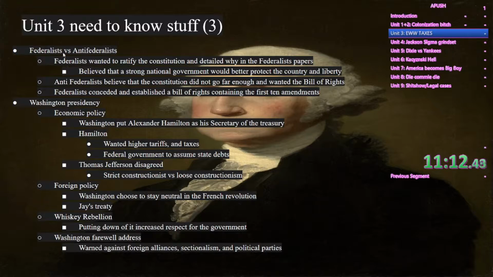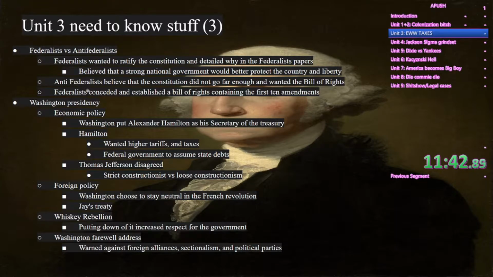Federalists versus Anti-Federalists. Pretty much, Federalists wanted to ratify the Constitution. Anti-Federalists did not, because they believed it did not go far enough to protect individual liberty. So, Federalists conceded and established a Bill of Rights containing the first 10 amendments. So that would be your freedom of speech, freedom to own guns, legal rights, etc.